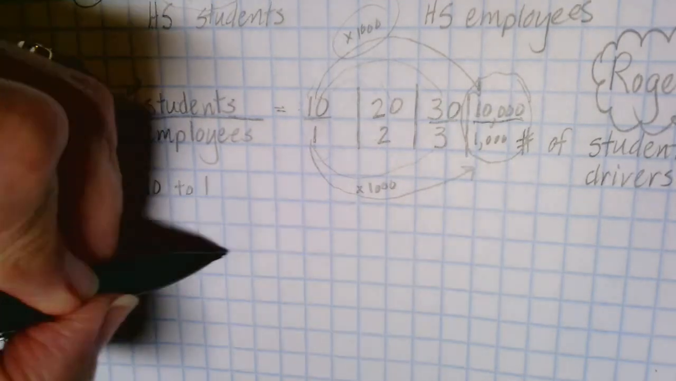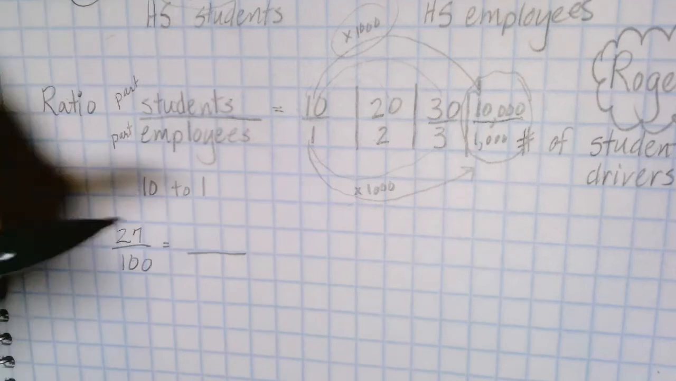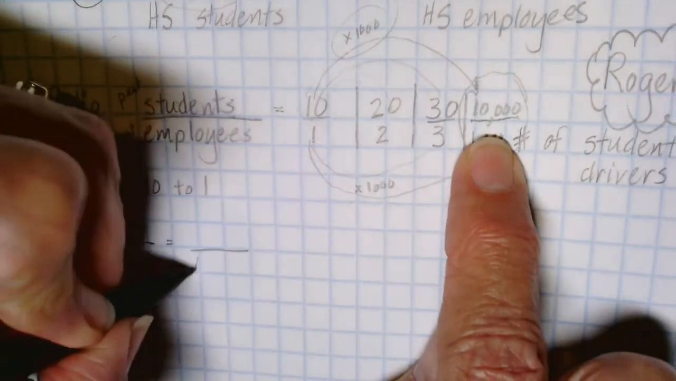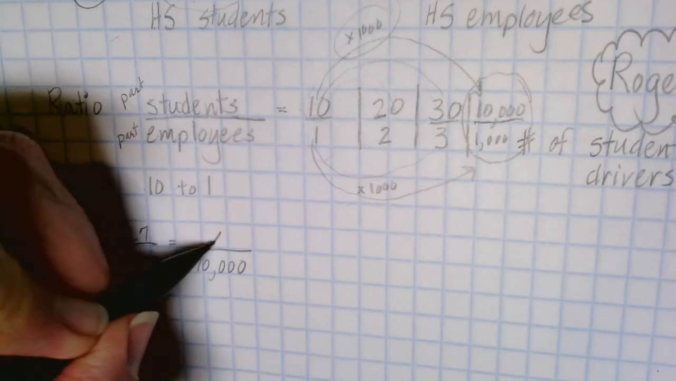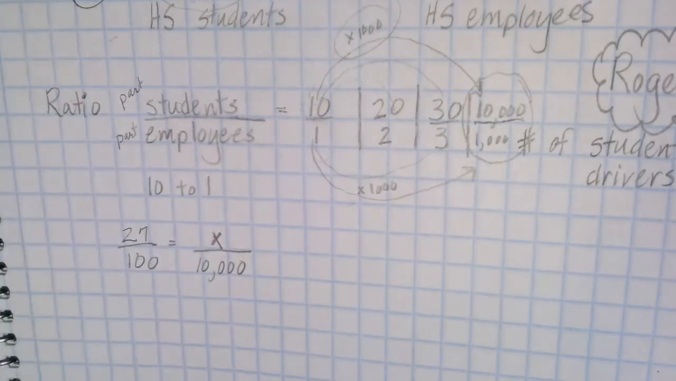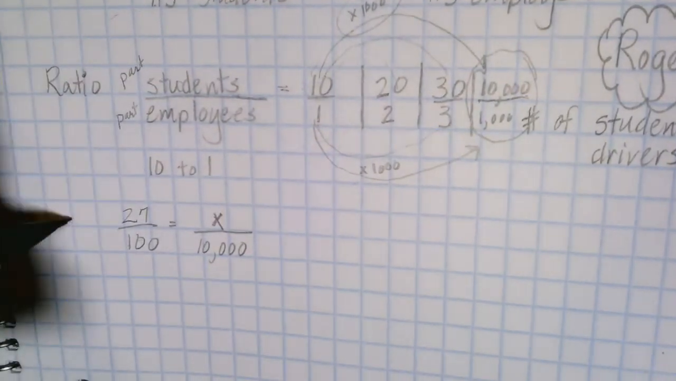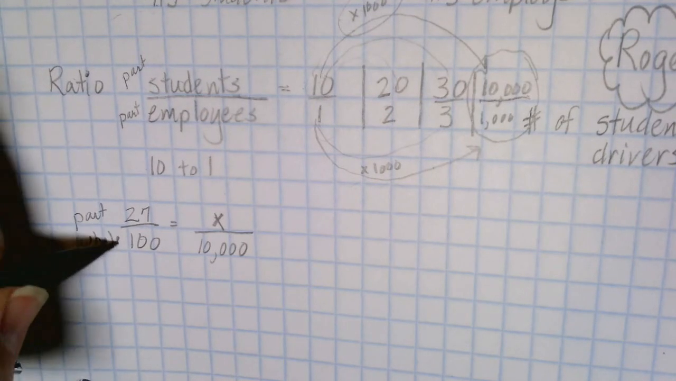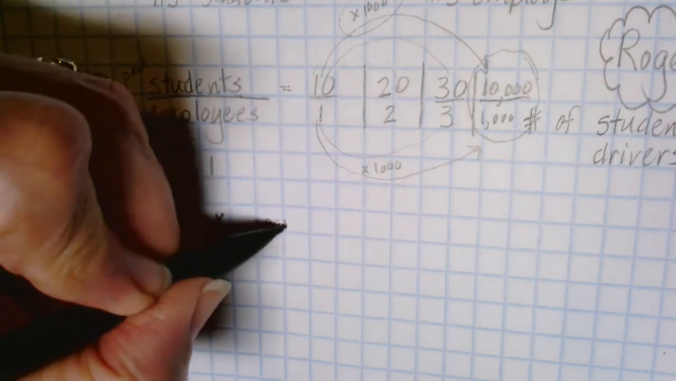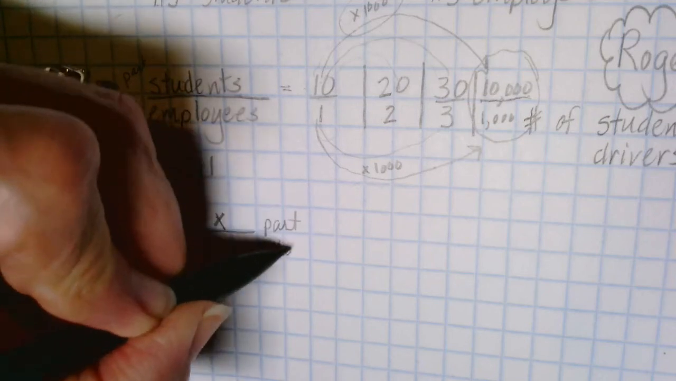27/100 is equal to the total number of students I have in the school, over how many of them are driving. Notice now I do have a part to whole and I have a part to whole.